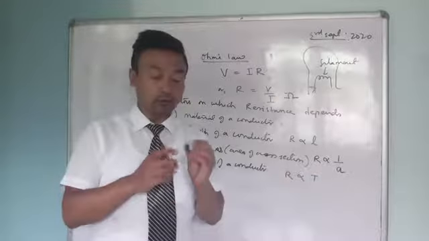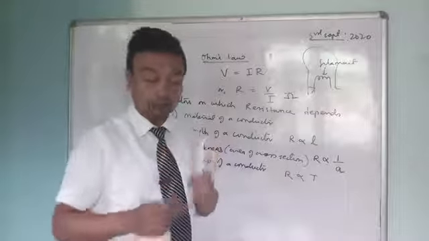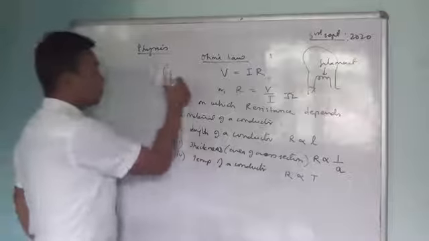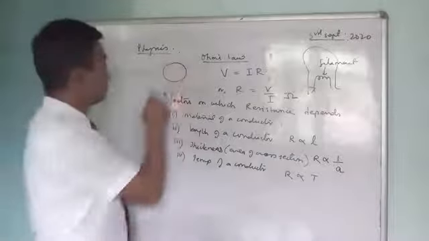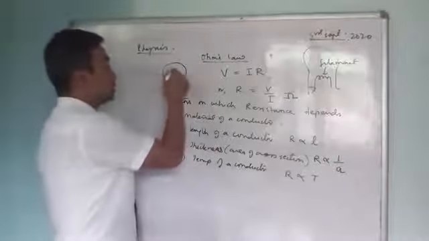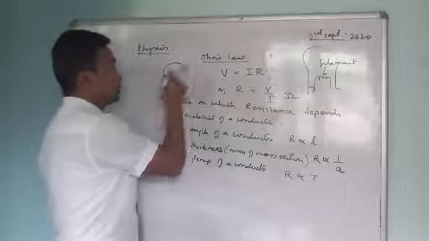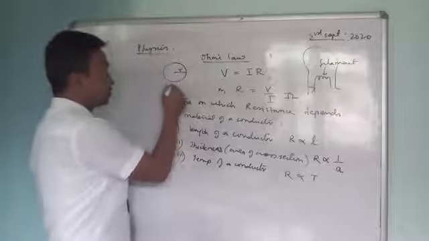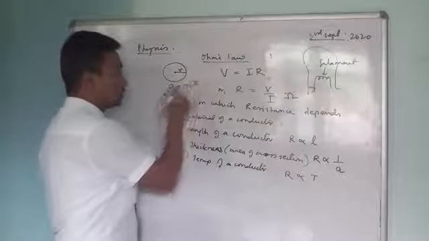Usually the area of cross section is circular. So suppose I am showing you the front face of a wire. This is the face of the wire, and it is circular in shape. It has a radius, so this is a circle. The area of the cross section is usually given as pi r square.